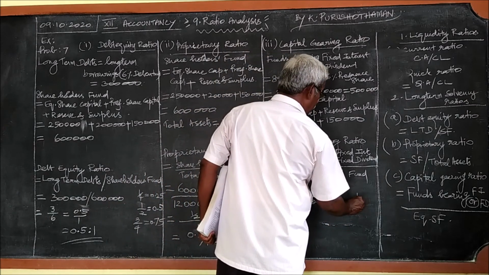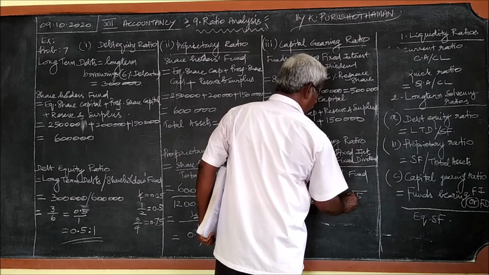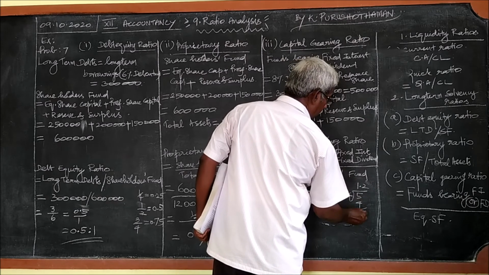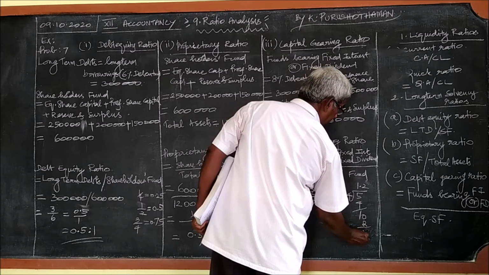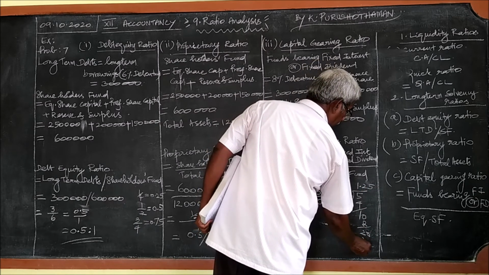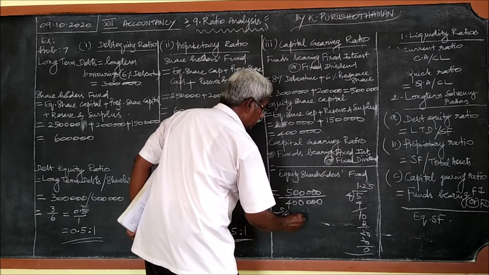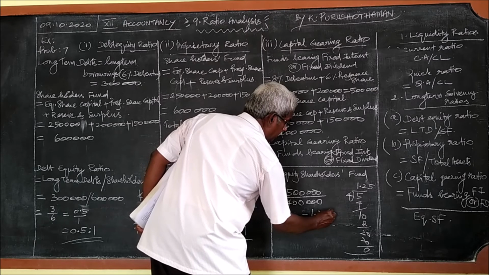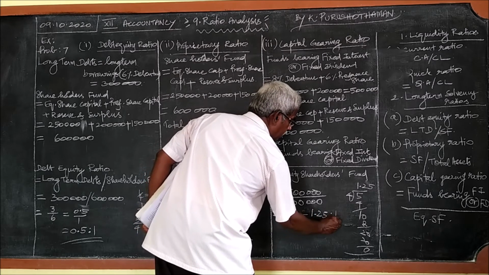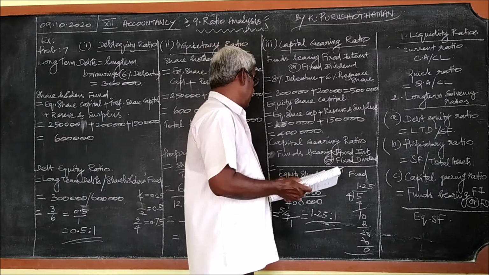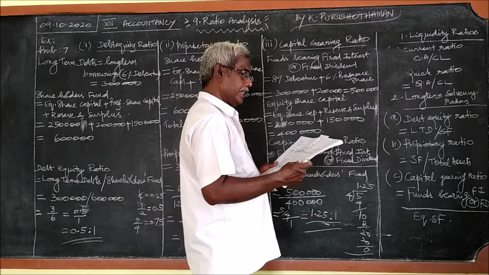Divide 5 by 4. 1 four is 4, remainder 1. Add a 0, put the point. 2 fours are 8, remainder 20, 5 fours are 20. So this is equal to 1.25 is to 1. This is the capital gearing ratio.